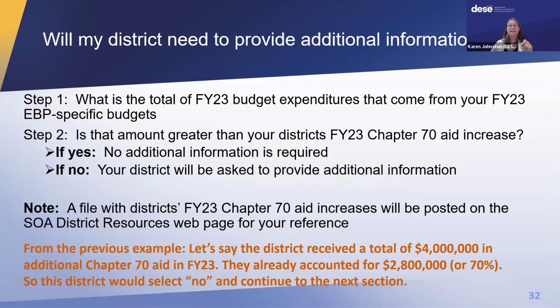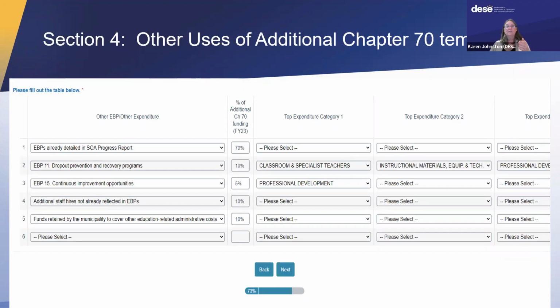And I'll just go back. So in this example, this district accounted for $2.8 million, or 70%. So as you can see in this table, we put 70% in the first line. And that's all you have to do. You can ignore the top expenditure categories in this line because your EBP specific budgets already lay this out in quite a bit of detail.